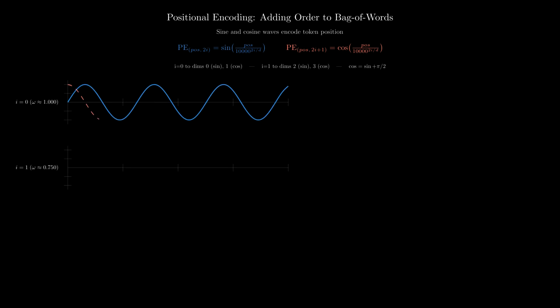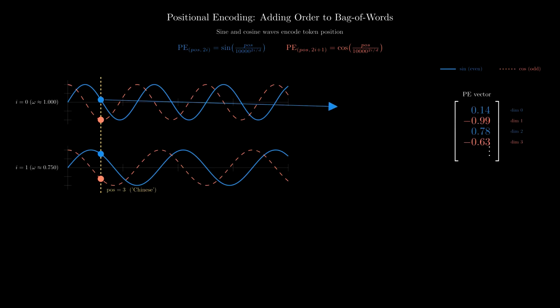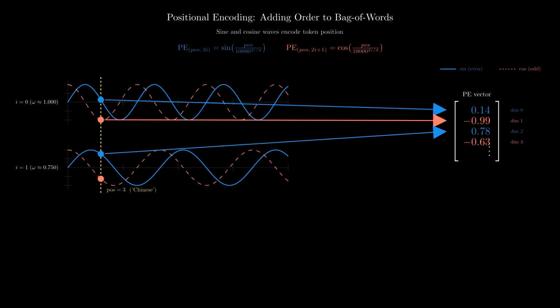To inject order, we use sine and cosine waves across different frequencies. At position 3, these waves generate a unique positional vector. We add this vector to our embedding. Now the model knows who the word is and where it sits.